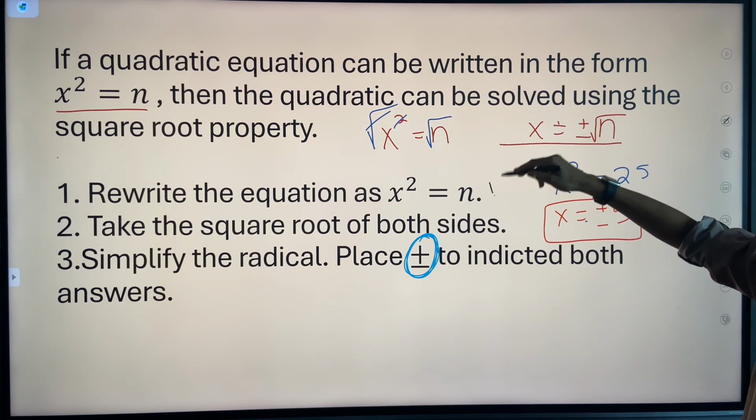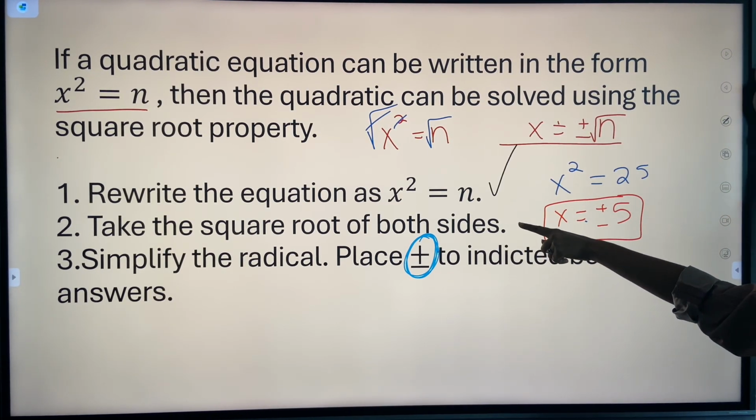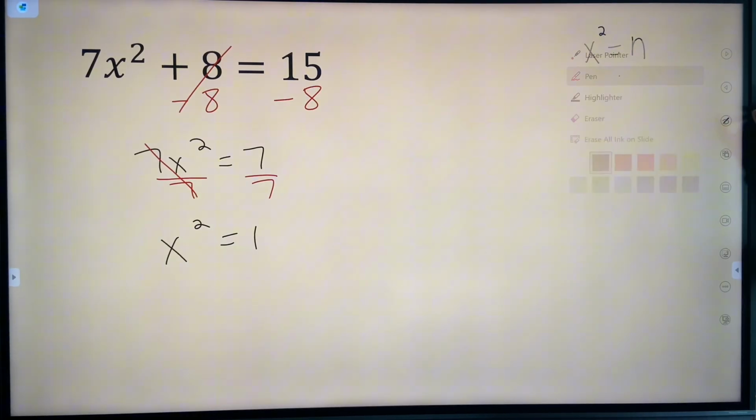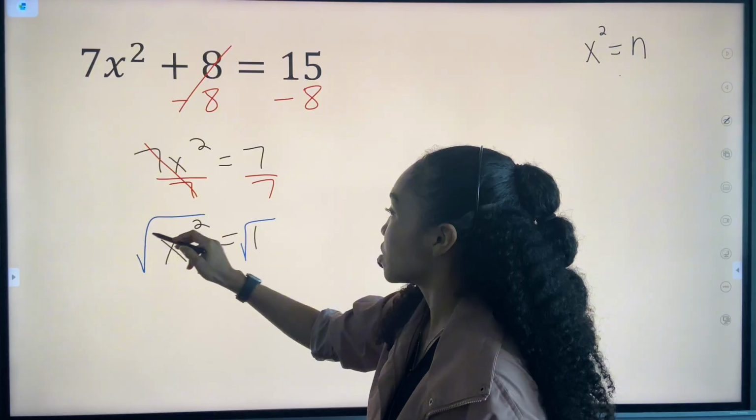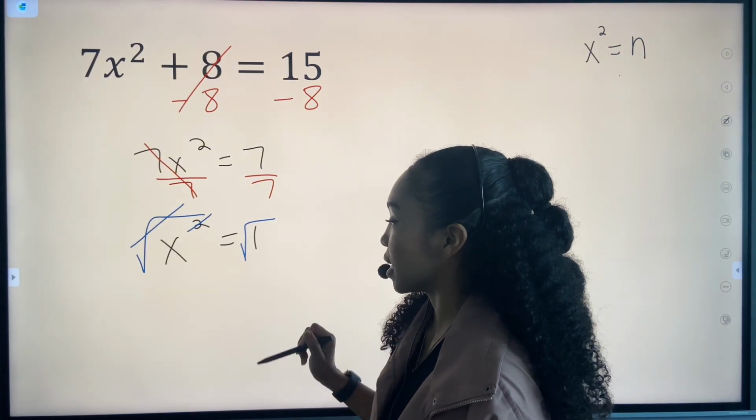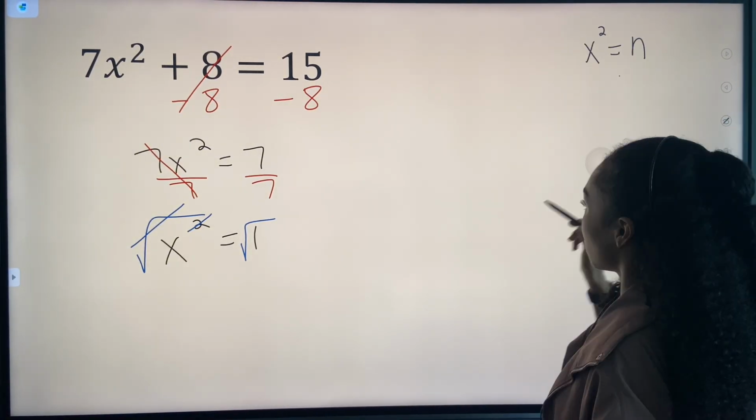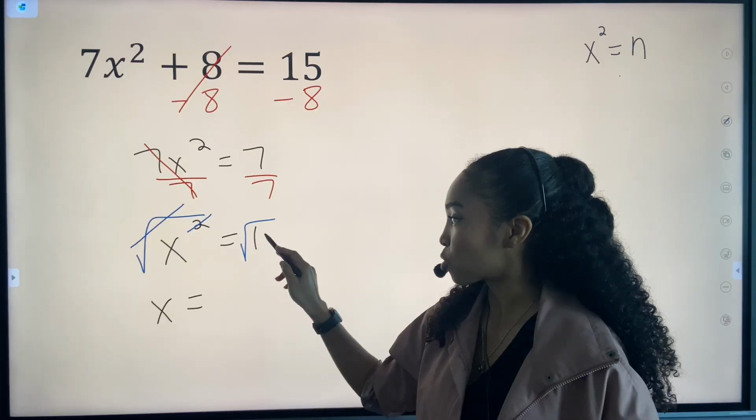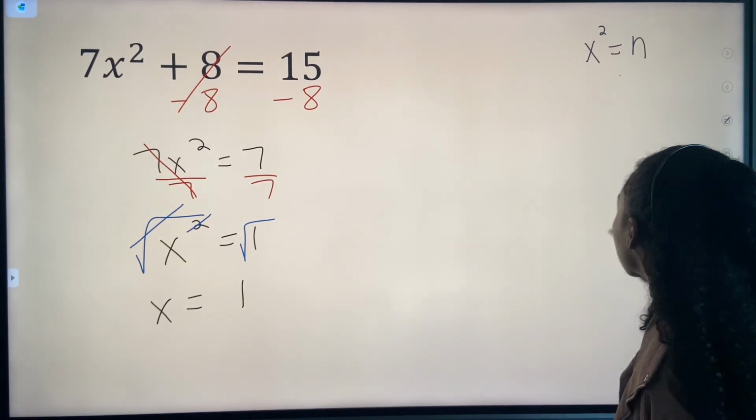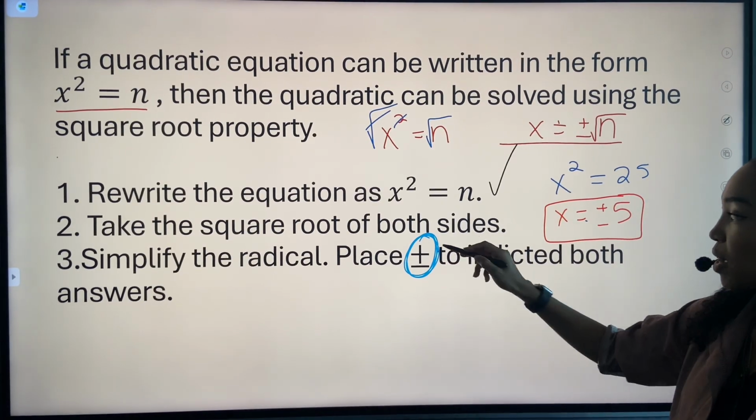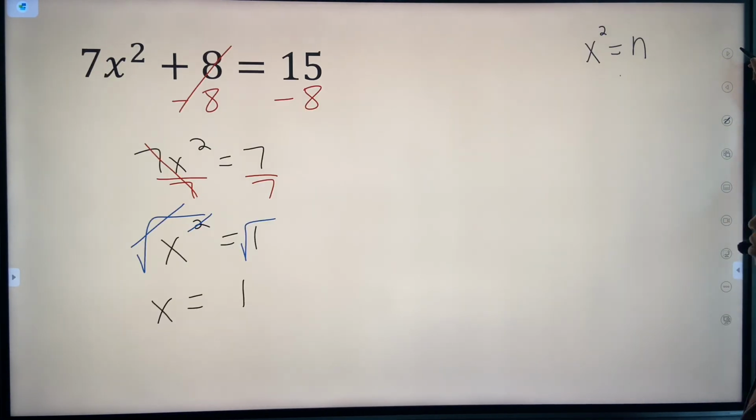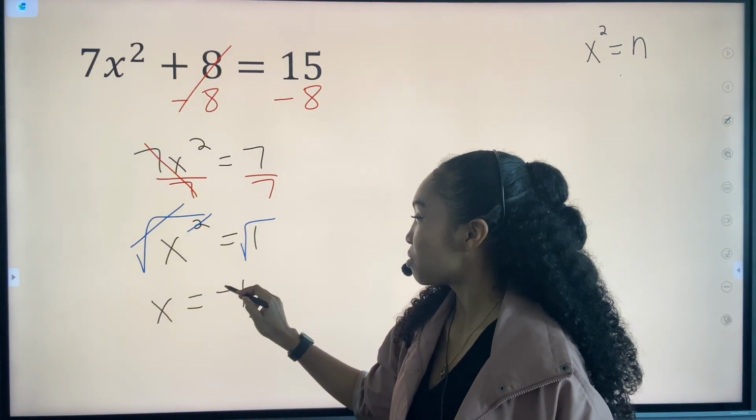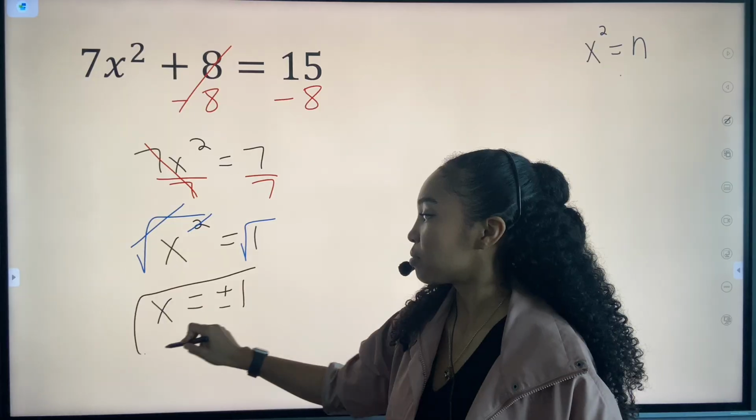We did that part. It says take the square root of both sides. So that's the next step. Square root this side and square root this side so that the square root and the squared cancel out. We're left with x equals, the square root of 1 is just 1. Last step, make sure you put a plus or minus sign in front. So your answer is +1 and -1.